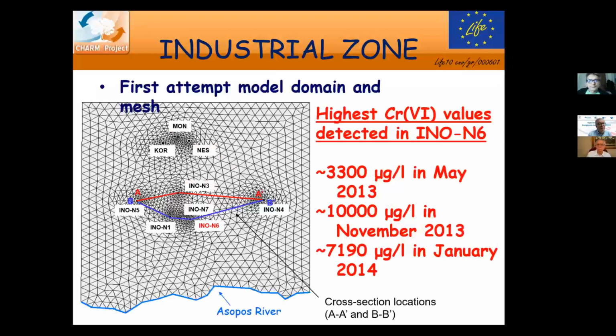That was the information regarding the concentration of chromium-6 values detected in this location here, INO N6, where in May 2013 the concentration was 3,300 milligrams per liter. In November, when the rain started, the concentration went up to 10,000 milligrams per liter. And in January, when the rainfall was reduced, it went back to 7,190. So it was an indication that the chromium-6 is flushed when the water comes.